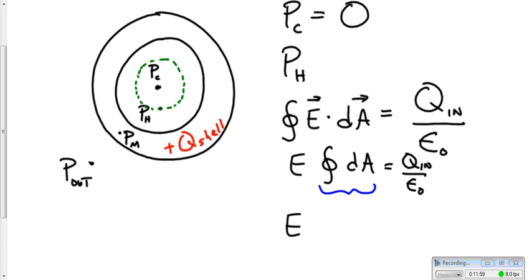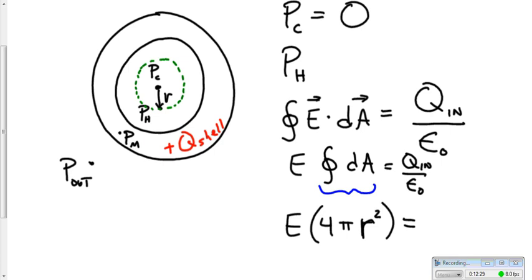Well, all we mean there is the surface area of a sphere, which is 4 pi times the distance squared. So I'm going to use 4 pi, and I'm going to use a symbol here, r. And I ought to define r. R is this distance out to where I've drawn my Gaussian sphere. So there's r.